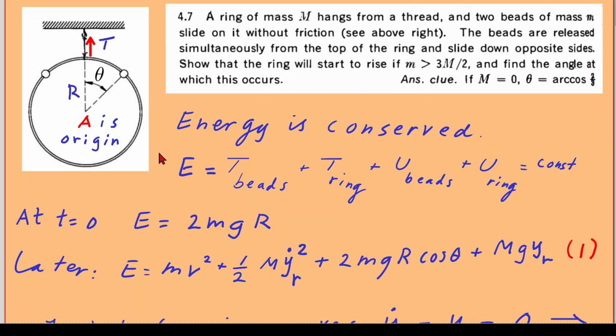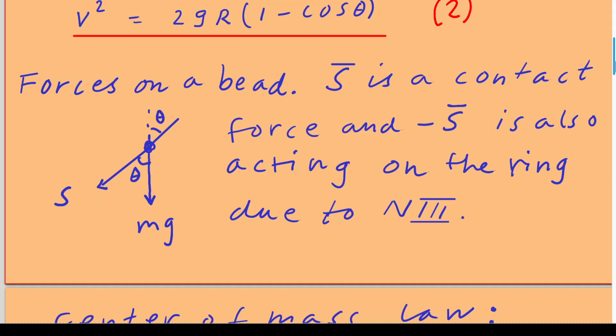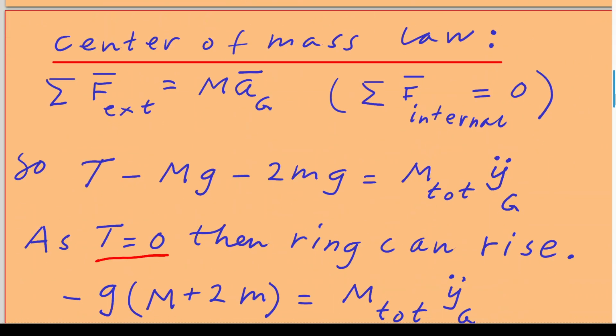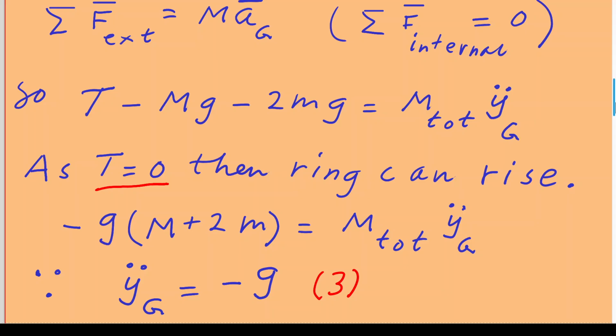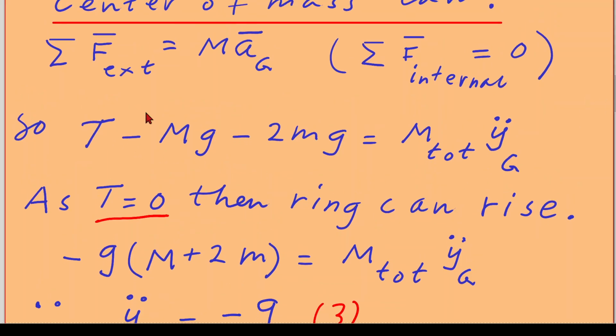So the only external forces, it's very simple here, really. Look, what do we have? We have mg here, and then you have the capital Mg here, and there is a tension force in the string here. So there is nothing else to think about when we talk about the center of mass law. It boils down to this. So it is simple.